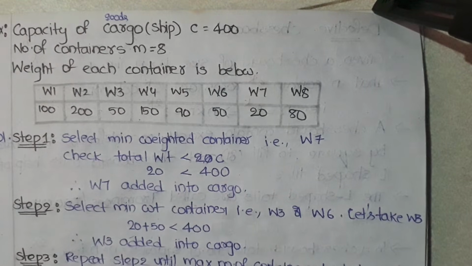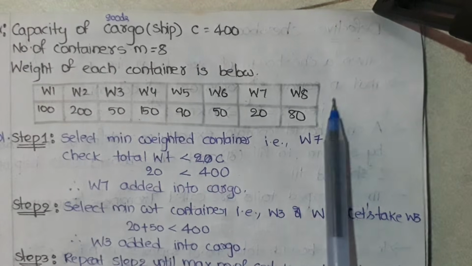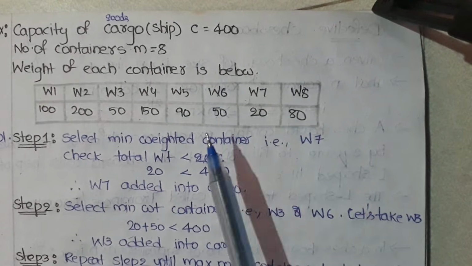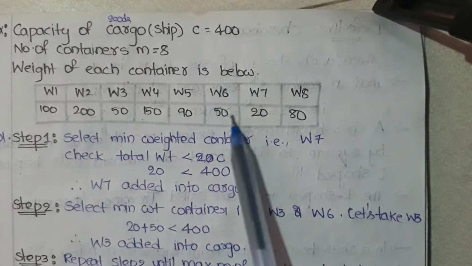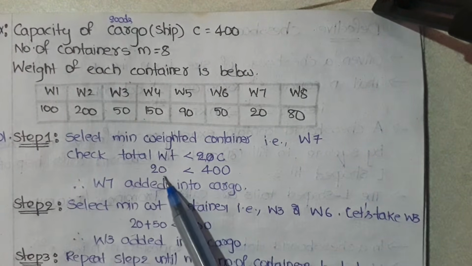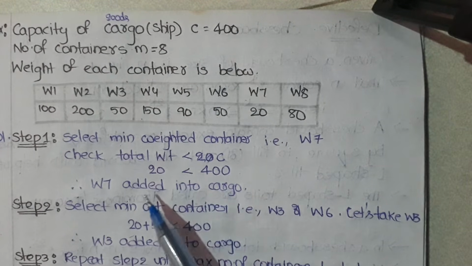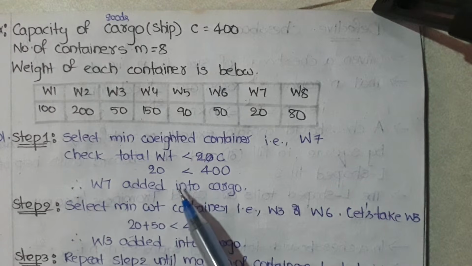So the first step is we have to select the minimum weighted container among the whole containers. So we have 20 as the minimum. If we include 20 in our ship, then 20 is of course less than 400. So we can add the weight W7 into our ship.